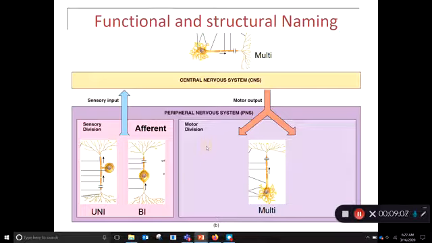Now, if we were to stick our functional and structural naming all together, you'd notice that our unipolar and bipolar neurons stick around in the afferent or sensory subdivision, with the multipolar being in both the central nervous system, your inter or association neurons, and your efferent neurons hanging out in your motor division.